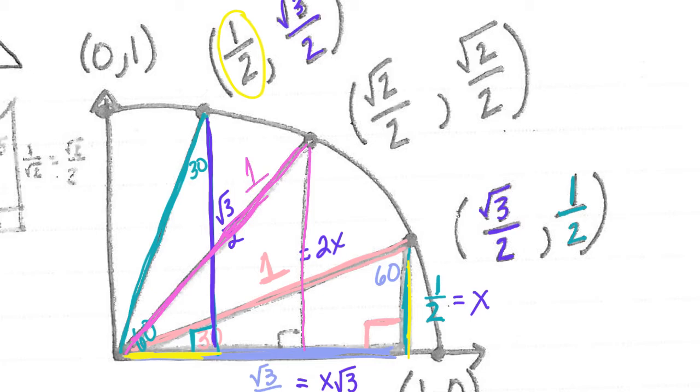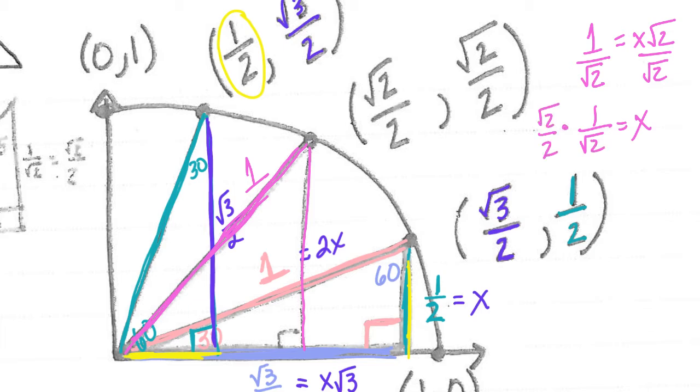So remember, if this is 1, it's x, x, x root 2. Well, 1 is equal to x root 2. When I divide each side by root 2, I get x equals 1 over root 2, but I have to rationalize the denominator. Sorry, I multiplied it by root 2 over root 2. That's where I get root 2 over 2. So notice here and here, they're both going to be the same. So this x will be root 2 over 2, and this y will be root 2 over 2.